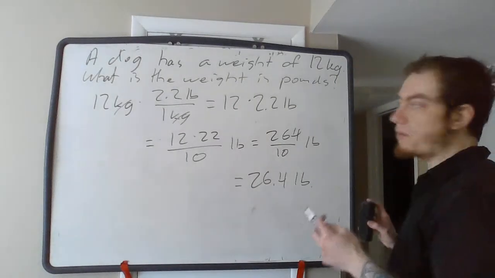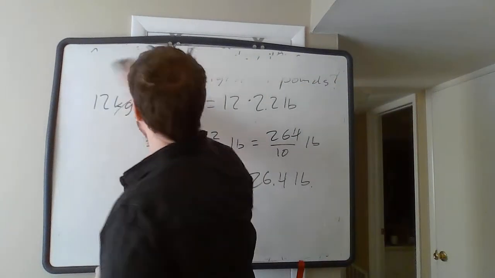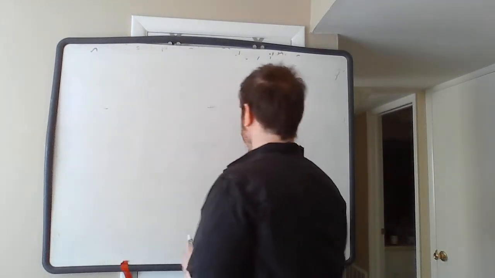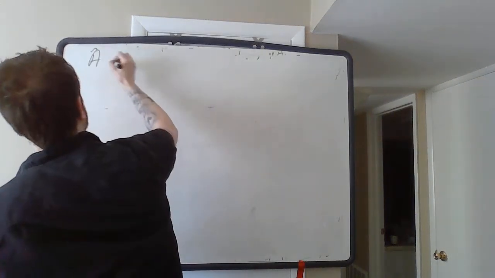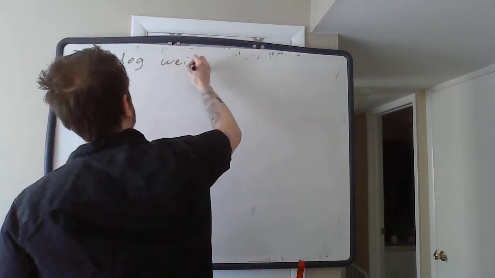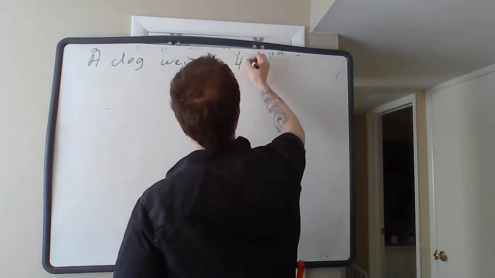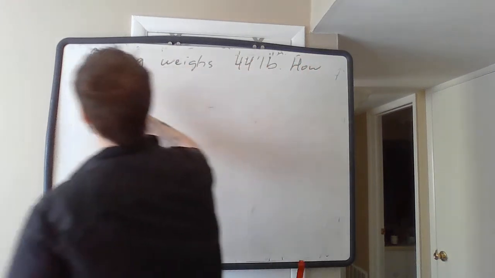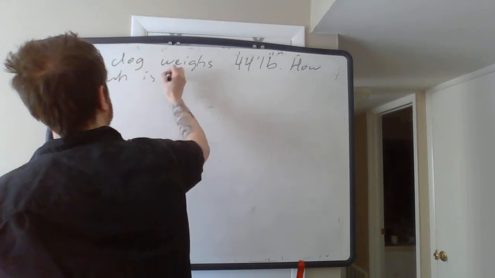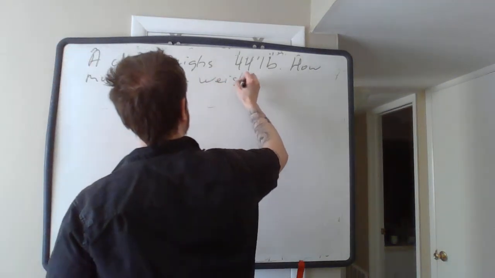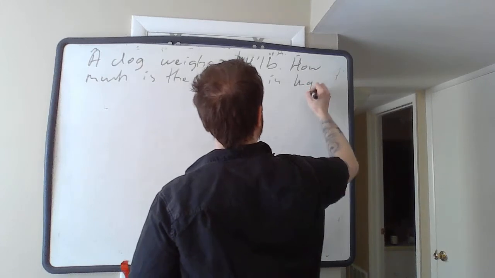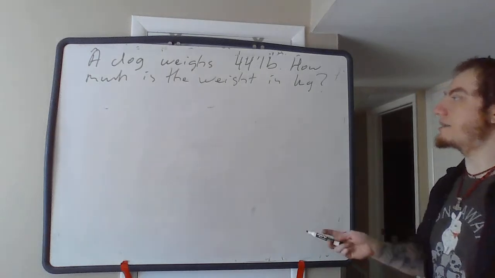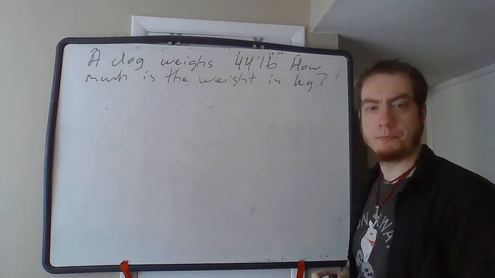All right, so let's now take a look at another example, and I will ask you guys to try to do this yourselves first, and then watch my solution. What if I wanted to go the other direction? So what if I have a dog and let's say that this dog weighs 44 pounds, and we want to know how much is the weight in kilograms. So pause this, take a moment, and then come back and we'll do the solution together.